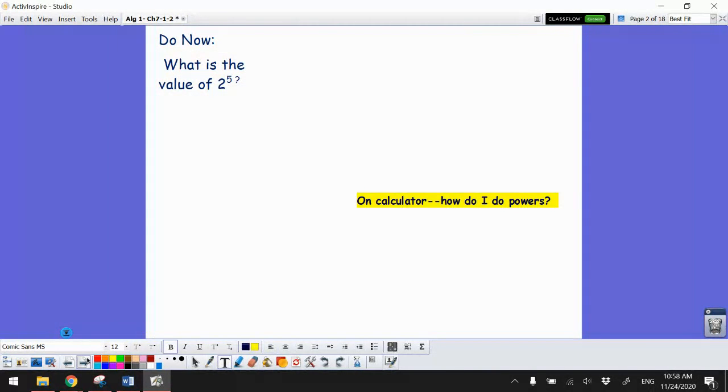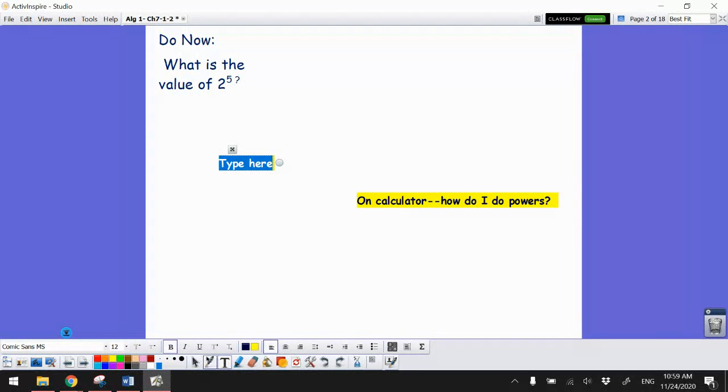All right, so let's start with 2 to the 5th. What is the value of 2 to the 5th? How do I do it on my calculator? And what does it mean? So first of all, this is not 2 times 5. That is not what it is.